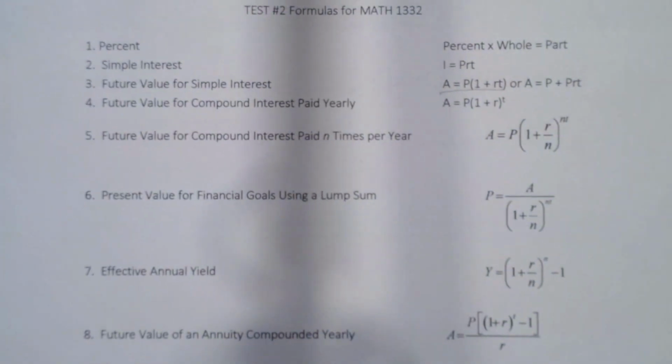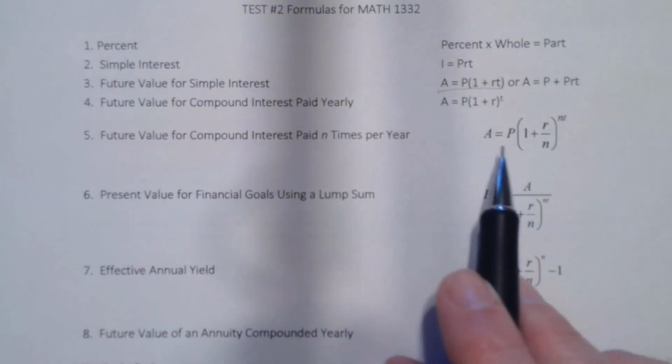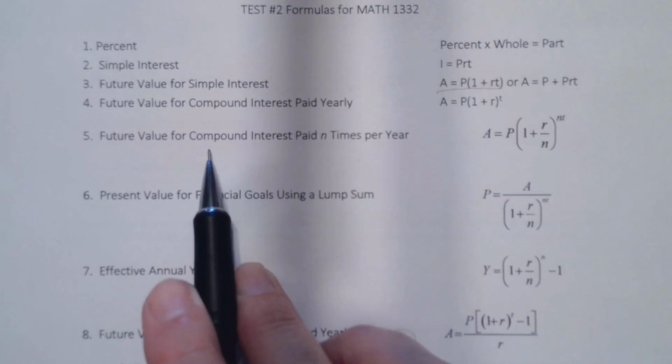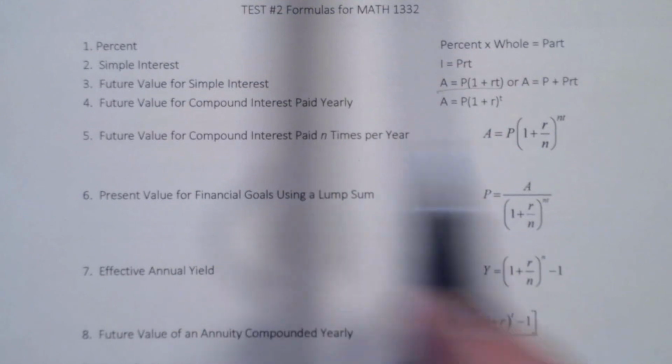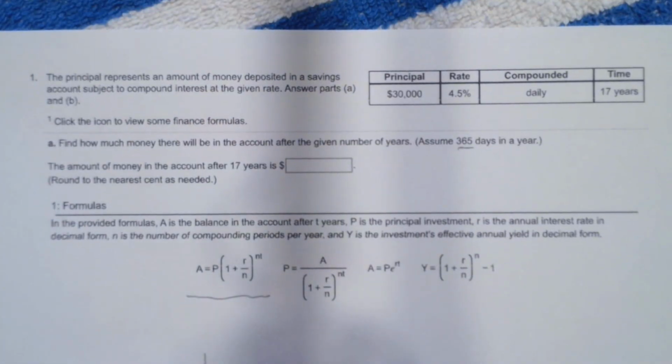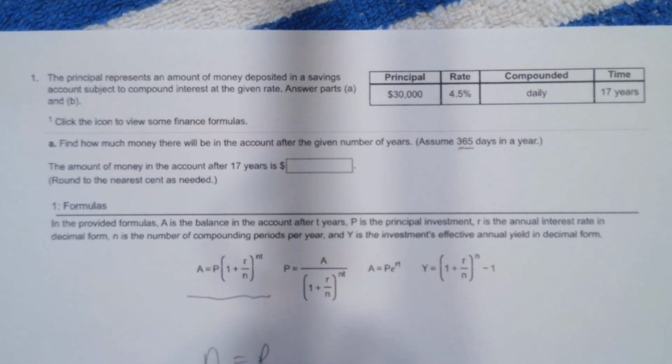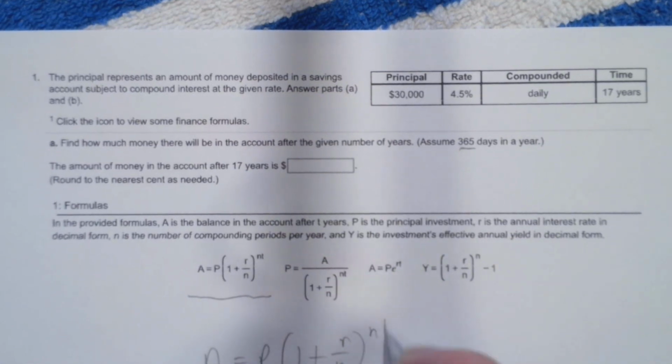Notice on our list, it's the future value, or the amount in the account, for compound interest paid n times per year. In this case, the interest is compounded daily, so it'd be 365. That's what they told us to use, but this is our formula here. So we have A equals P times 1 plus R over N to the NT power.